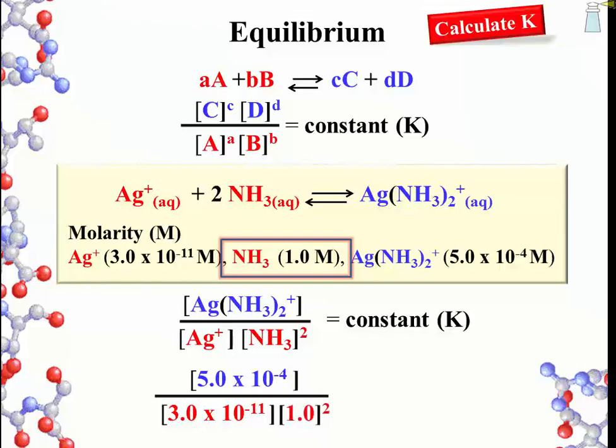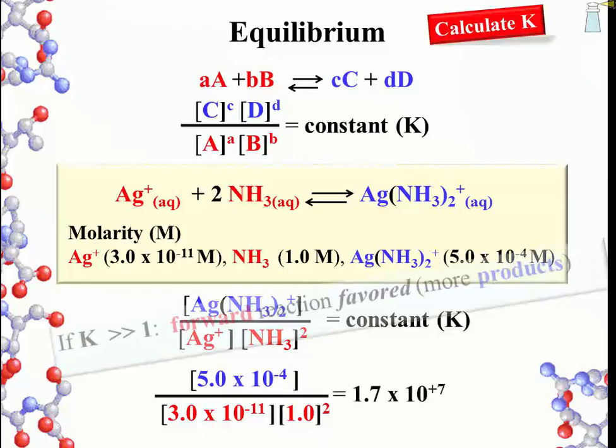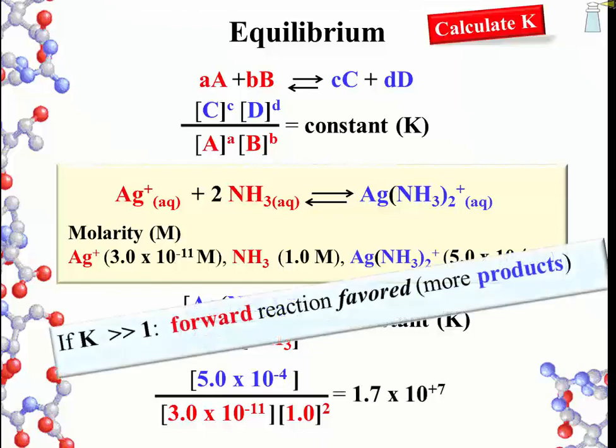Taking out our calculator and inputting values should yield a K of 1.7 times 10 to the 7th. That's quite a big number. And it means that the forward reaction is favored, with the products having a larger concentration.